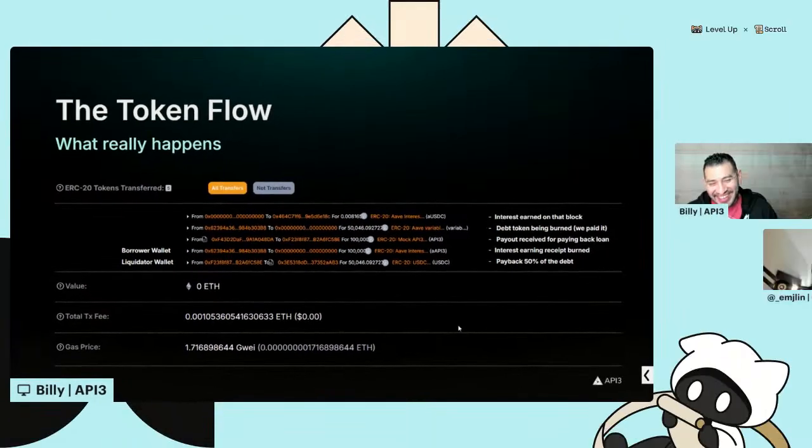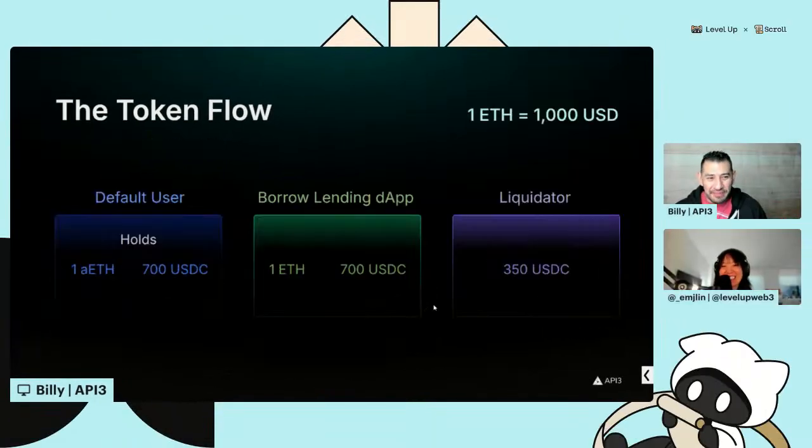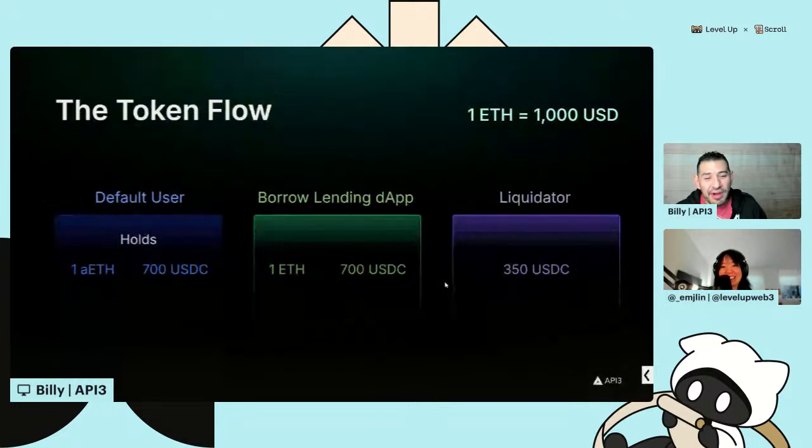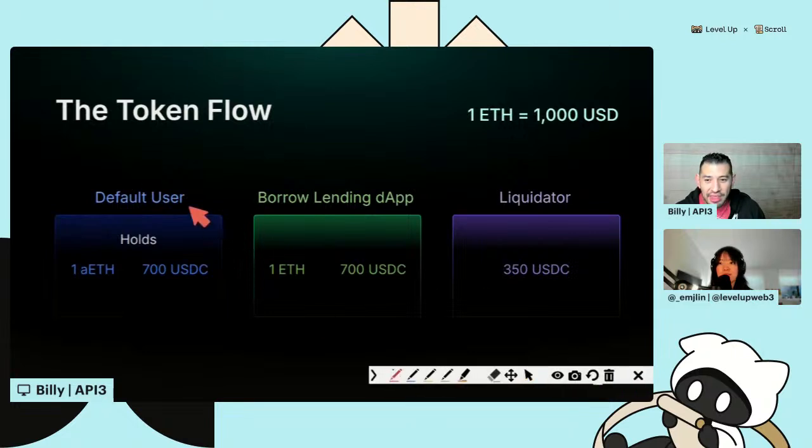100%. Yeah. So just to understand this token flow, I'm going to draw it out, showing where these things are put together. I couldn't fit it on a single screen, so bear with me, but let's take this scenario. ETH is $1,000 USD. Me as the default user, I put in the ETH, I put in my 1 ETH from my wallet.